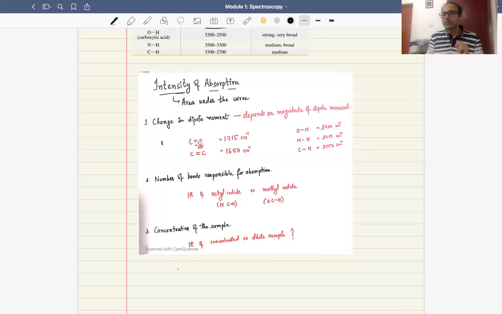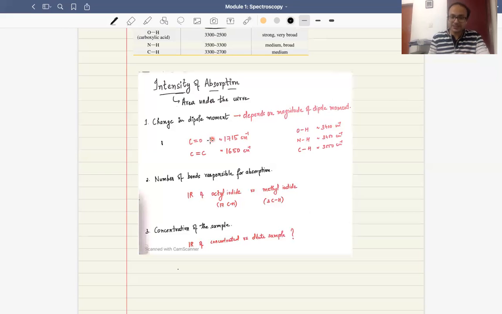In that case, if we compare the dipole moment, obviously C double bond O will have a higher dipole moment. So when the vibration happens in that C double bond O bond, the change in dipole moment is significant. Depending upon the formula, the distance and the charge, when the distance changes or any variation happens, the dipole moment change is pretty significant.